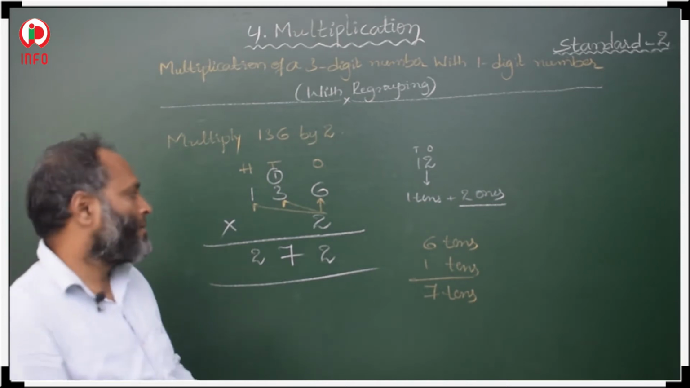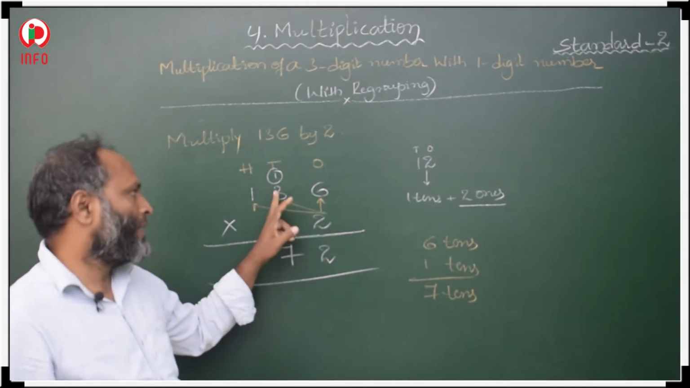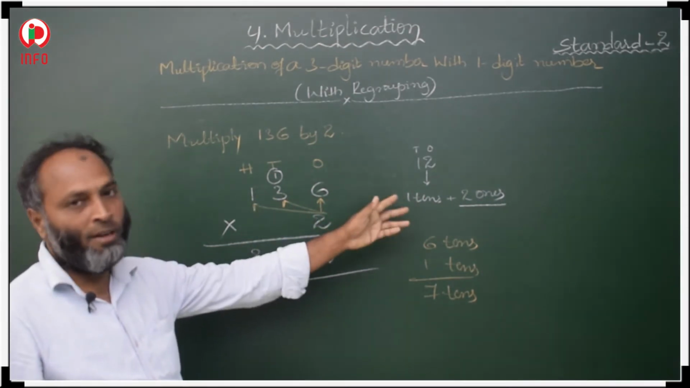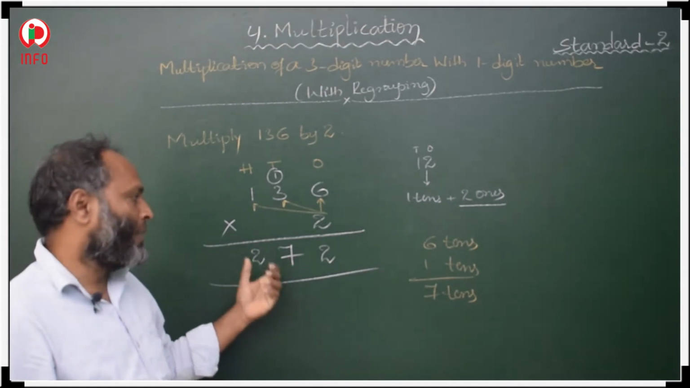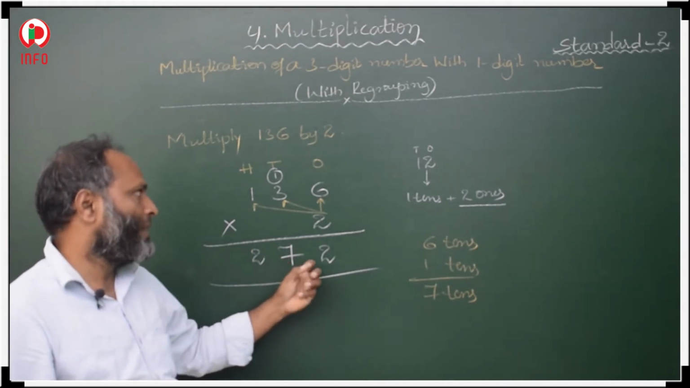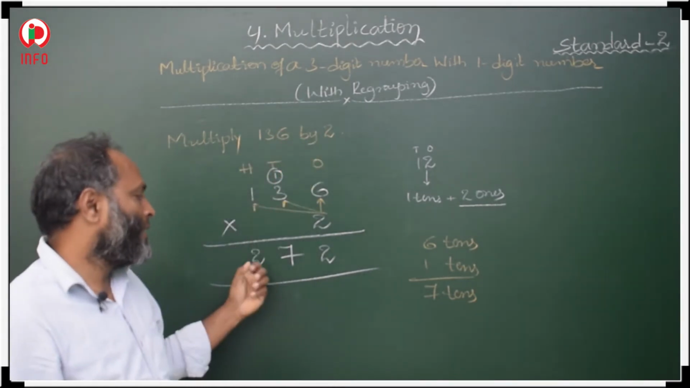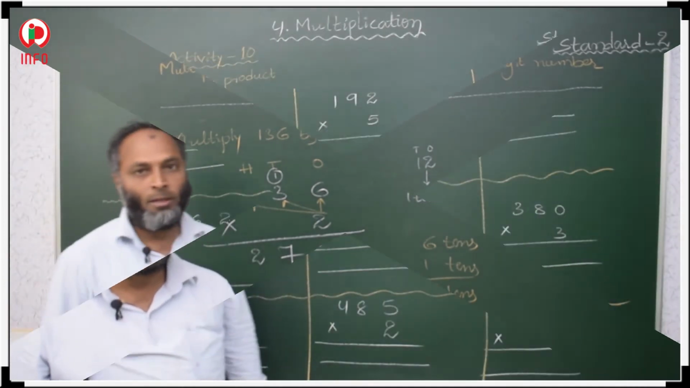Okay. So first we have to multiply 2 with the ones place, 2 with the tens place, 2 with the hundreds place. After regrouping 12 and all, our final product is 272. When we multiply 136 with 2, then 272 is the answer. Okay. Now students, see here.